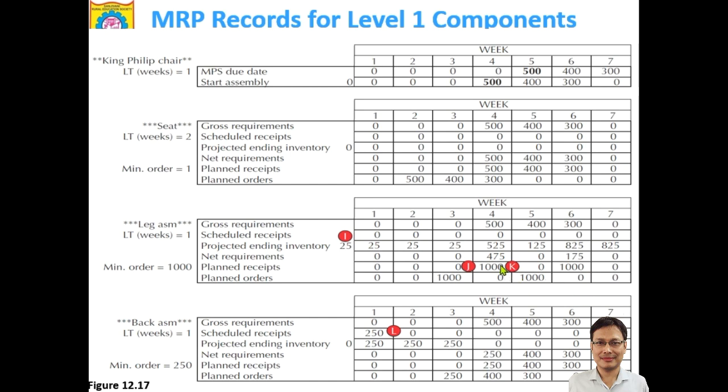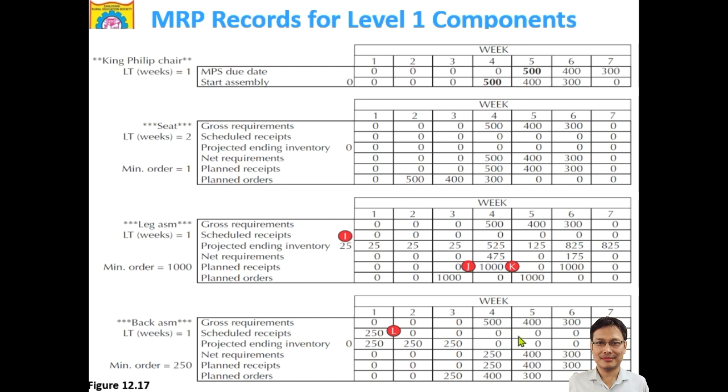So let us calculate the ending inventory. 1000 minus 475 is 525. So this 525 comes from deducting the net requirements from the planned receipt.